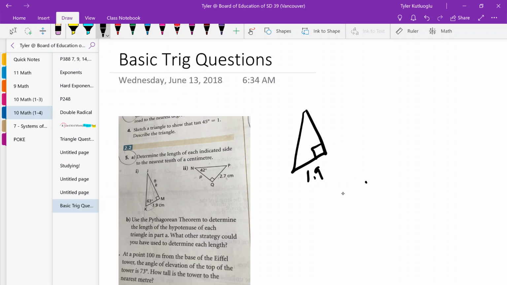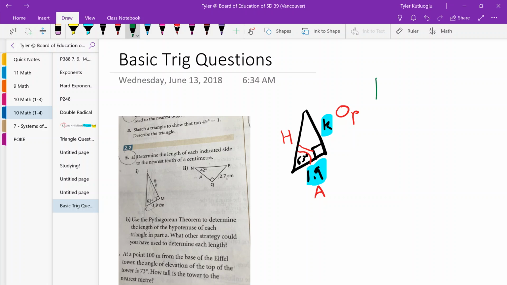Okay, they gave me 1.9 and 63 degrees. And this was K. So the first thing I like to do when I'm doing trig questions is label the sides. I know this is hypotenuse because it's across from the 90. I know this is adjacent because it's right next to my angle. And I know that this is opposite because it's across from my angle. So the two sides I'm working with are this one because it gave me 1.9 and this one because it gave me a letter to find. So I'm using adjacent and opposite.